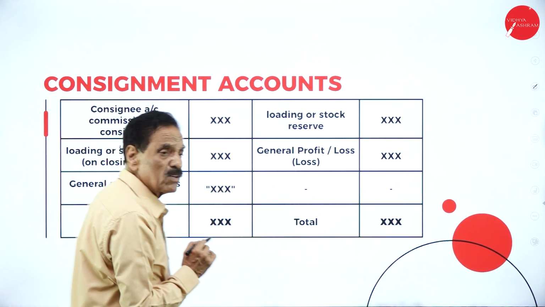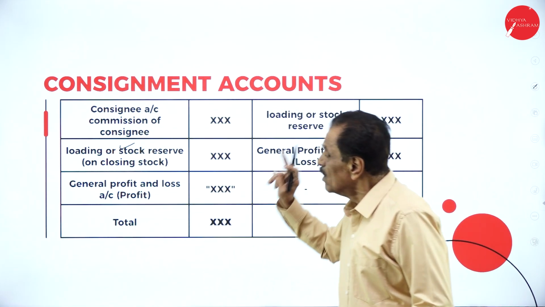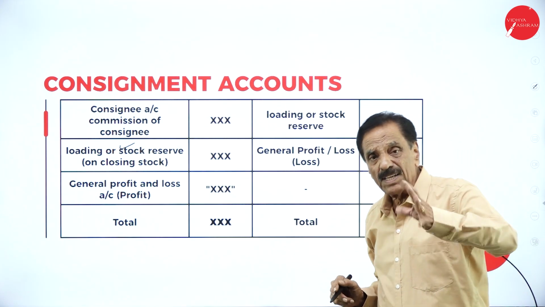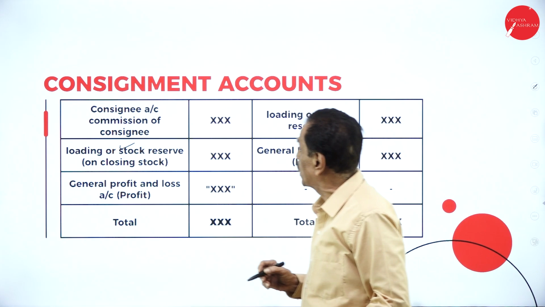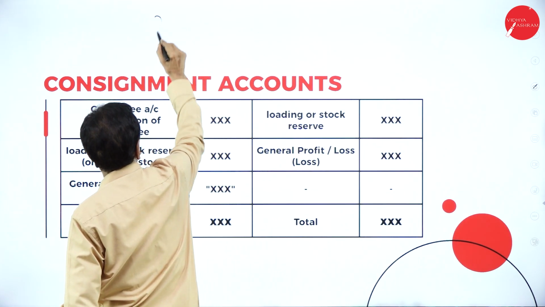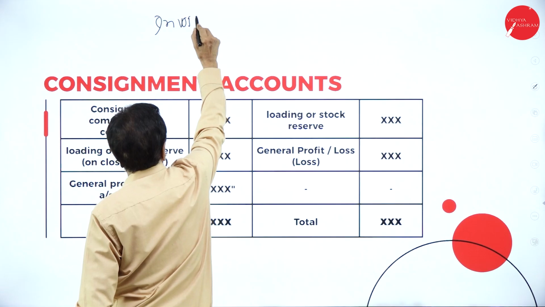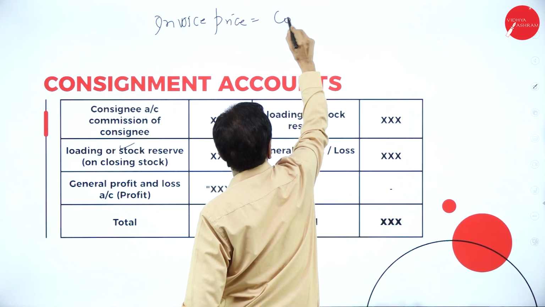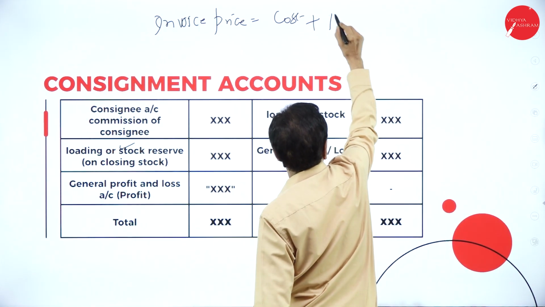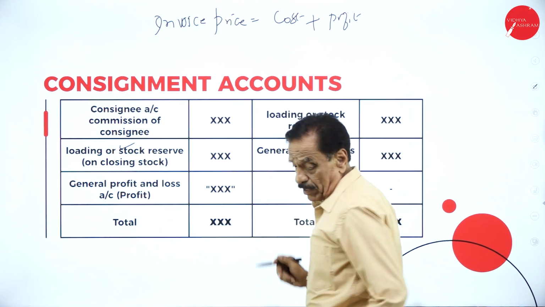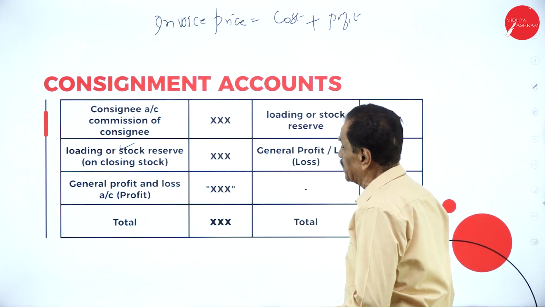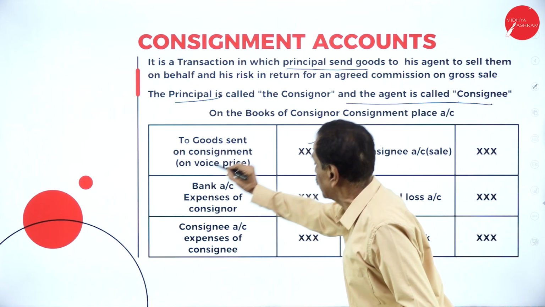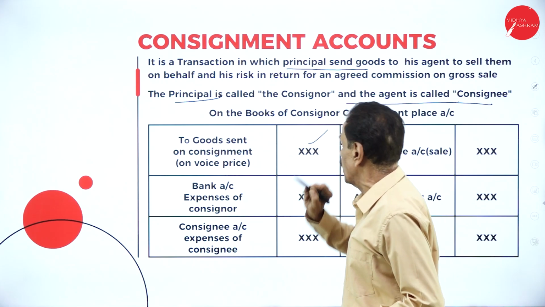When the goods have been sent at the invoice price, you have to bring out the difference between the invoice price and the cost price. What is invoice price? What is the cost price? I am going to say that invoice price is equal to cost plus profit. Here, when the goods have been sent at invoice price, goods sent on consignment includes the cost plus profit.